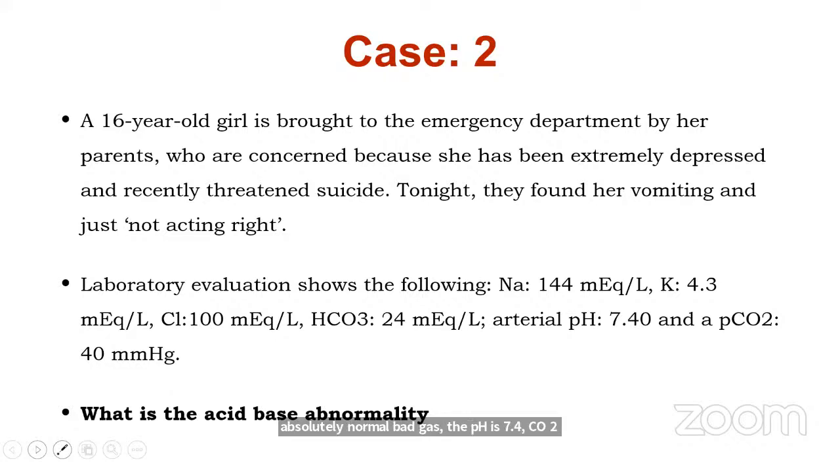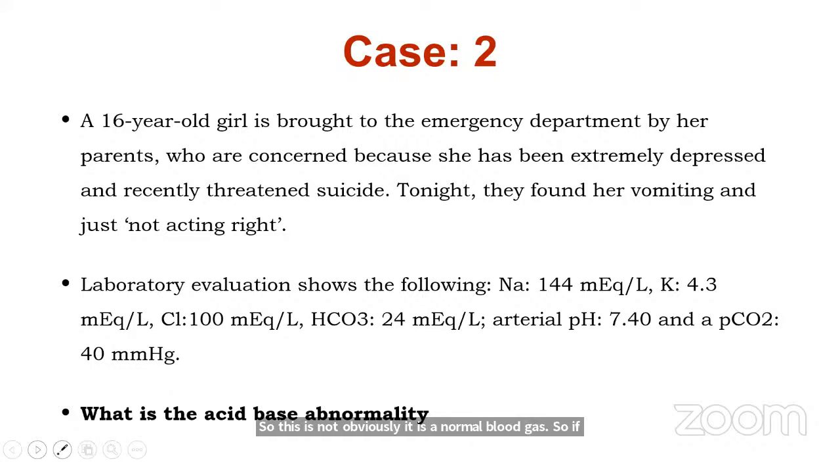But if you look closely at this blood gas, you will find the anion gap is around 20. If you calculate 144 minus 100 minus 24, the anion gap will be around 20. So obviously, it is not a normal blood gas. If there is a hidden anion gap, then absolutely there is some problem.